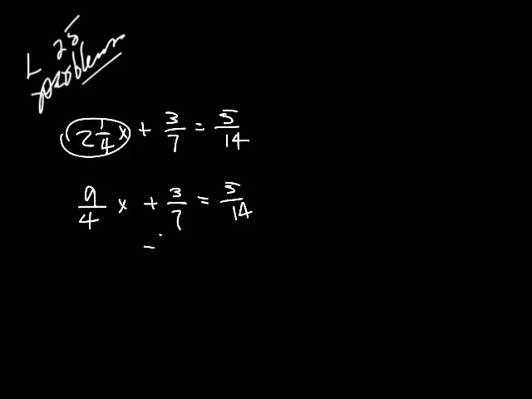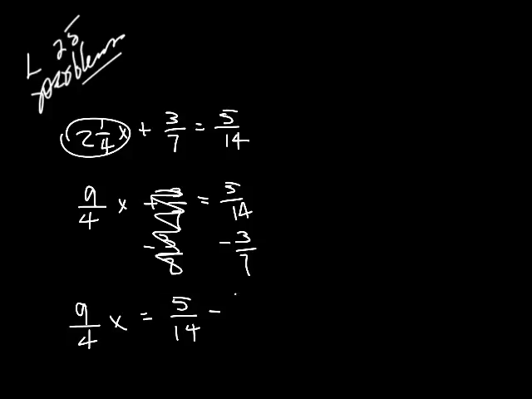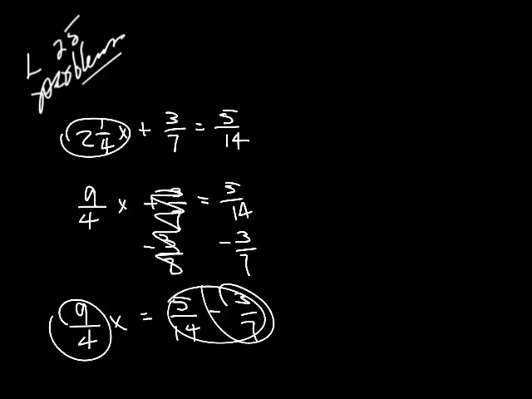And then I would subtract your 3/7. Those go away. And you end up with 9/4x equals 5/14 minus 3/7. Find common denominators. So you're going to change that 7 to a 14 so that you can subtract. Then divide, and you invert and multiply, just like the examples that I gave you in some of the other ones. So that's the practice set there.